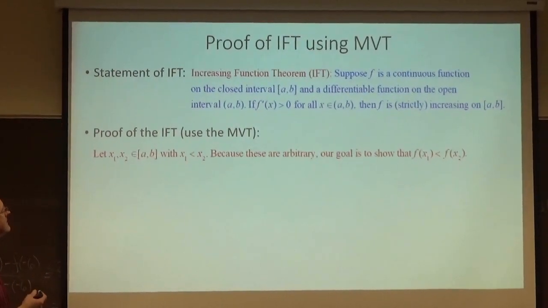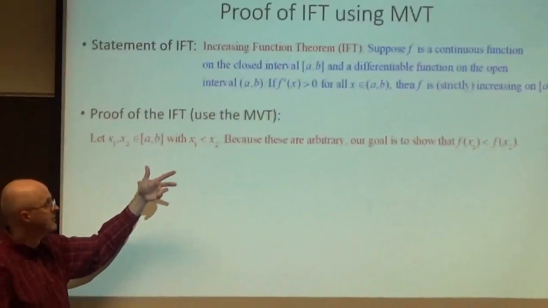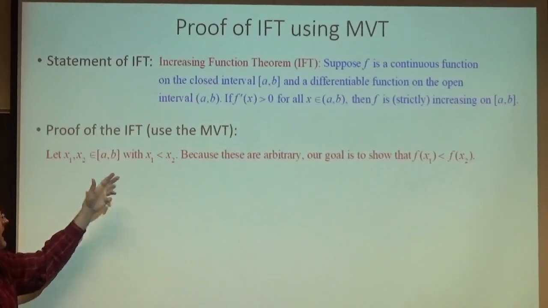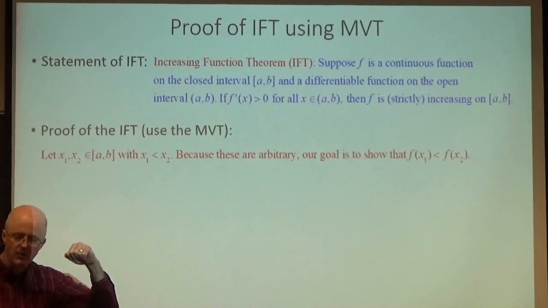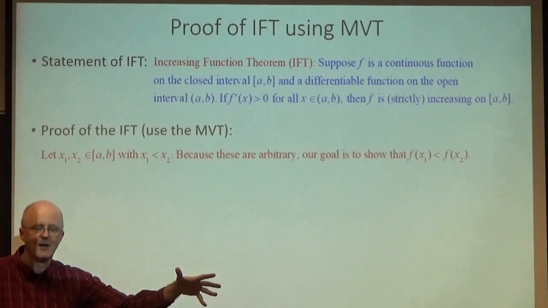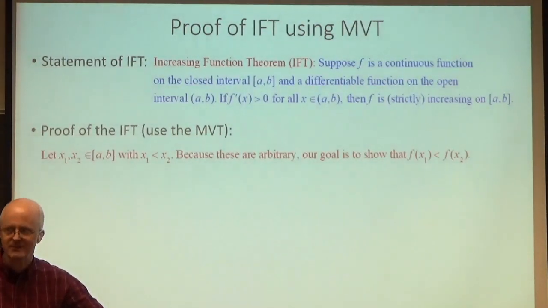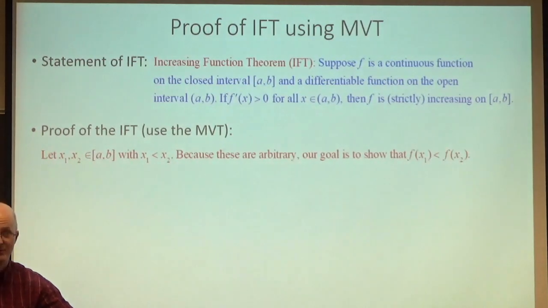How do you prove it? You start by saying let x1 and x2 be arbitrary elements of the closed interval. I'm trying to prove that f is increasing on the closed interval. And say x1 is less than x2. Now, is that definitely true? Is x1 definitely less than x2? Couldn't it be the other way around? They're just arbitrary symbols anyway, so it doesn't really matter.